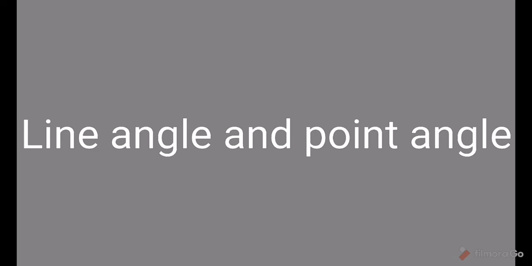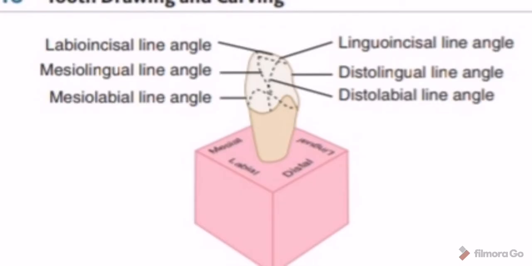Today we are going to see about the line angle and point angle in dentition. Line angle is nothing but the junction of two surfaces, and point angle is the junction of three surfaces. So if you see this picture, for example, the mesiolabial line angle in this anterior tooth is the junction of the mesial surface and the labial surface. Okay, whenever two surfaces come in contact, we call it a line angle.